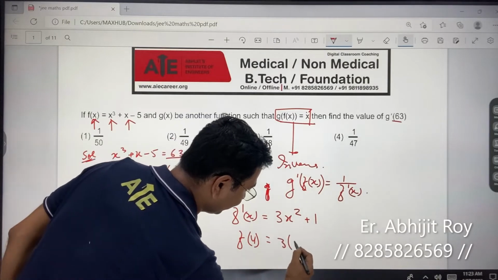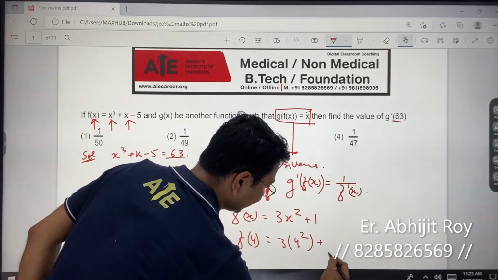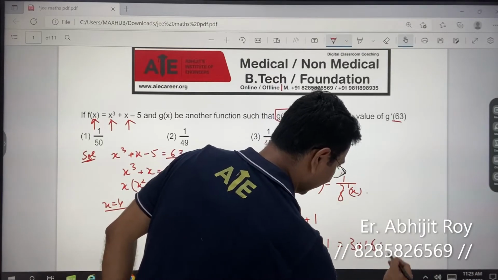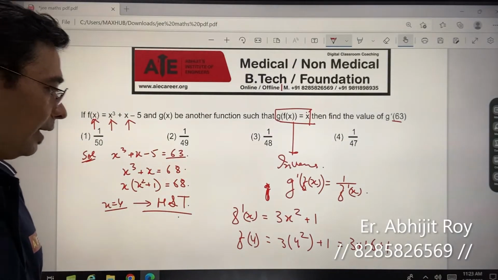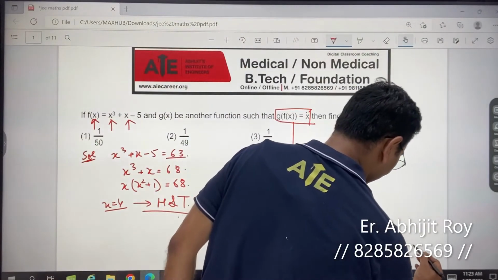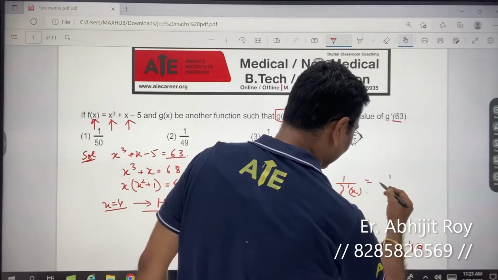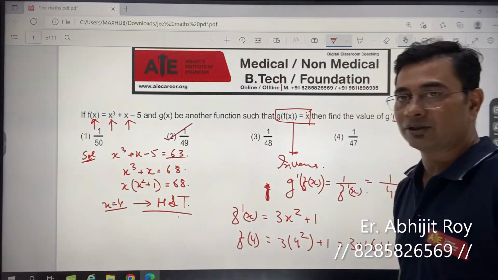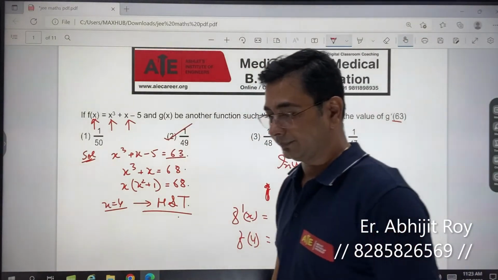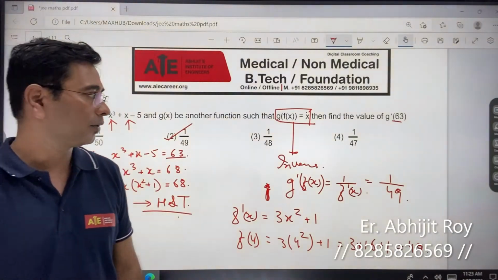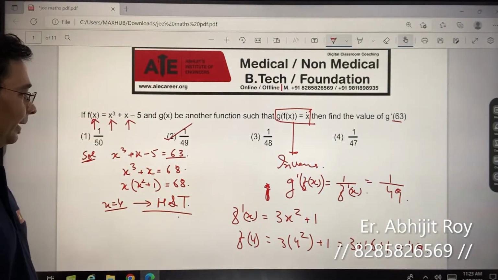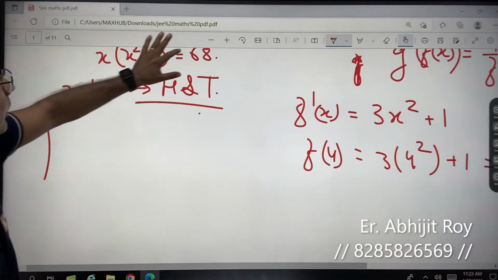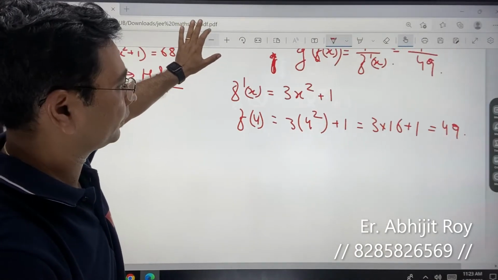So 3 into 4 का square plus 1, that is equal to 3 into 16 plus 1. Okay, so 3 into 16 is 48 and that is 49, and the result is 1 upon 49. So this is your result number 2. Okay, so this is my result number 2, 1 upon 49. ठीक है, ये भी एक अच्छा क्वेश्चन था, right? Now apart from this, hold on please.